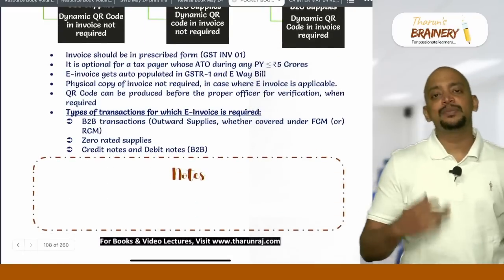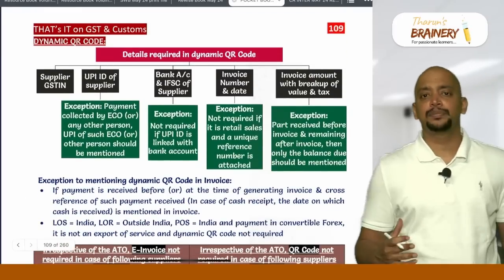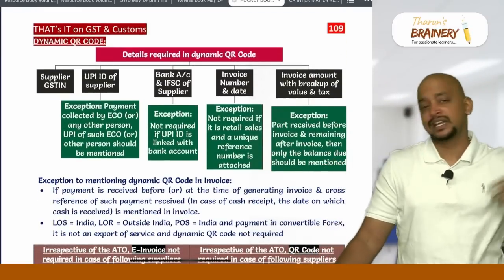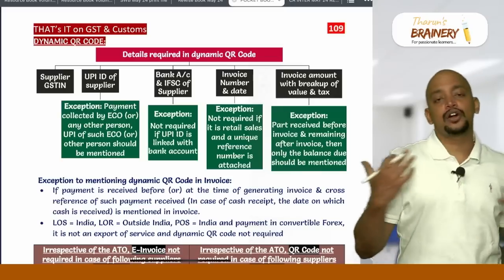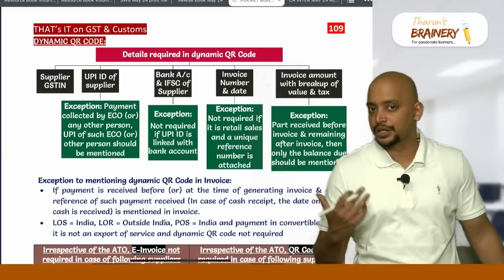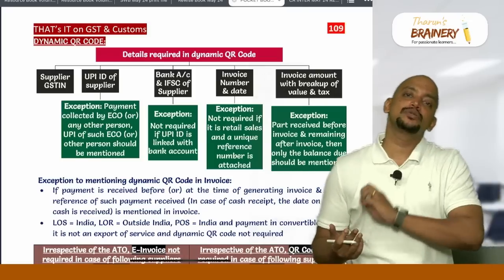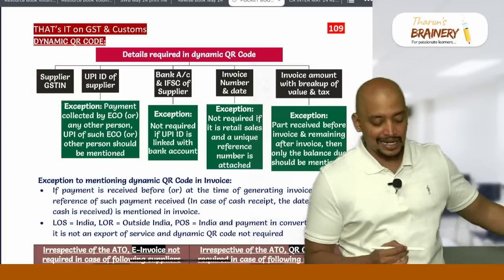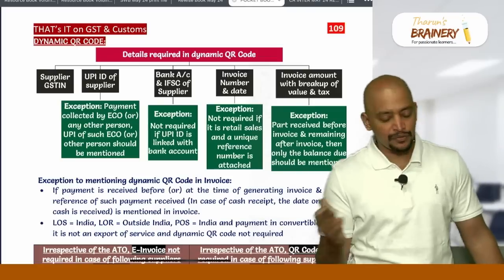E-invoice QR code will be generated by the portal, but dynamic QR code will be generated by the registered person using a point of sale device, that is a swiping machine which is provided by the banks, or based on many apps or websites. There are a lot of ways in which we can generate the dynamic QR code, and in order to generate a dynamic QR code, there are 5 fields which need to be embedded into it, that is GST number of the supplier, which will be static, and UPI ID of the supplier, that is also static, it will not change from invoice to invoice.